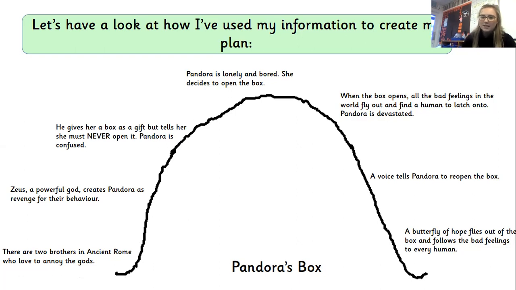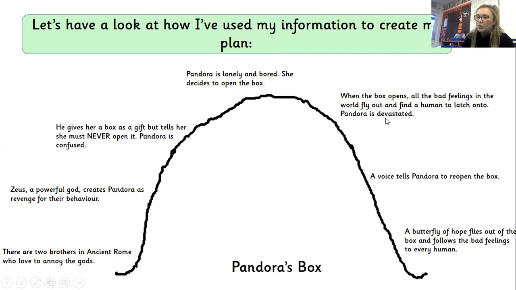It says, at the very start, there are two brothers in ancient Rome who love to annoy the gods. Zeus, a powerful god, creates Pandora as revenge for their behavior. He gives her a box as a gift, but tells her she must never open it. Pandora is confused. Pandora is lonely and bored. She decides to open the box. So that's why it's at the top, because that's my main problem, the main bit of the story.